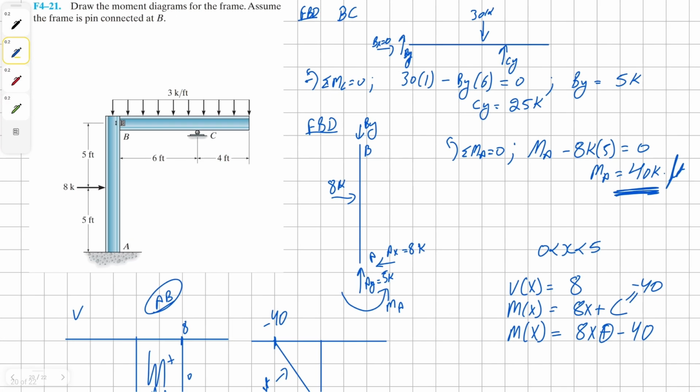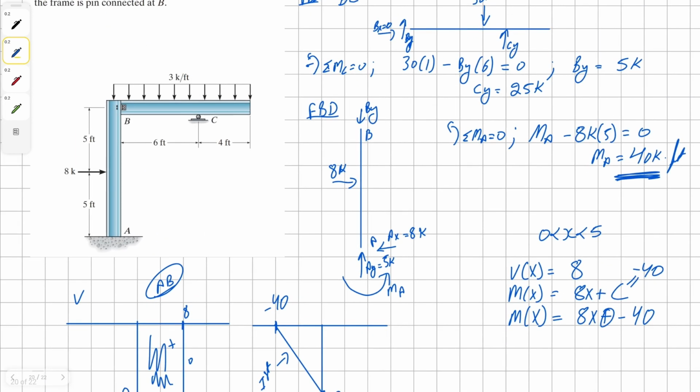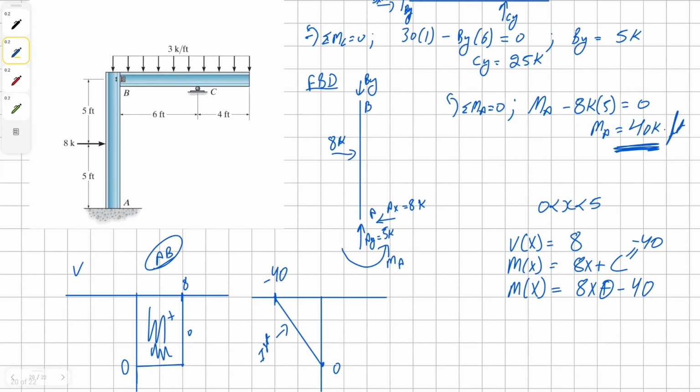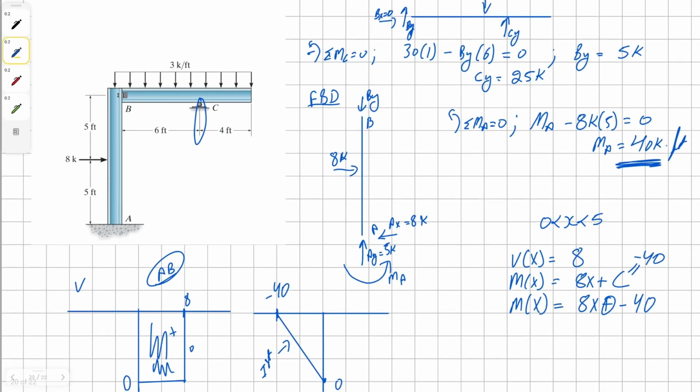Now we can continue with our shear diagram for the remaining half of this beam. For this section, we begin with positive 5k shear, and then we have a uniform distributed load that goes all the way to the end of the beam, but in between, after 6 feet, we have our Cy, which is going to change things up a little bit.